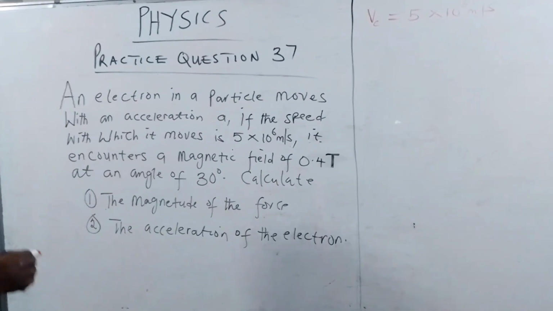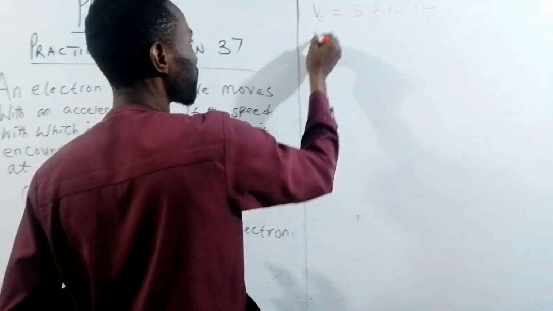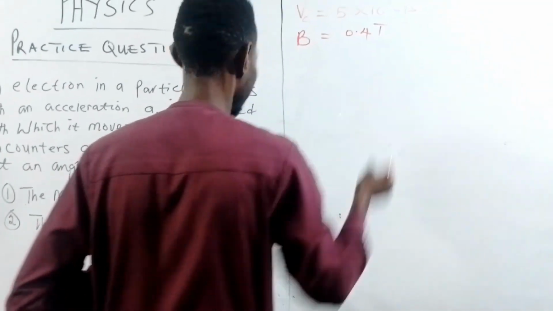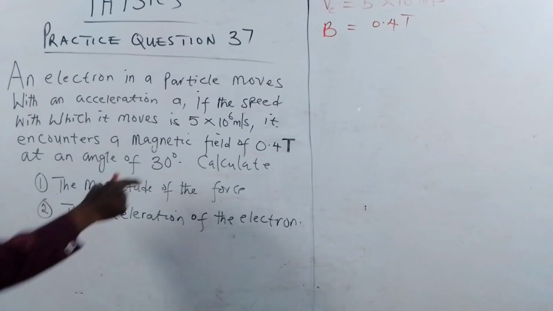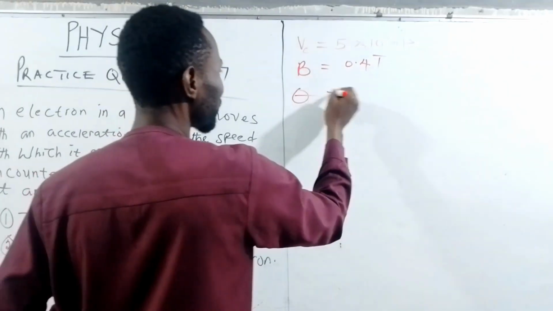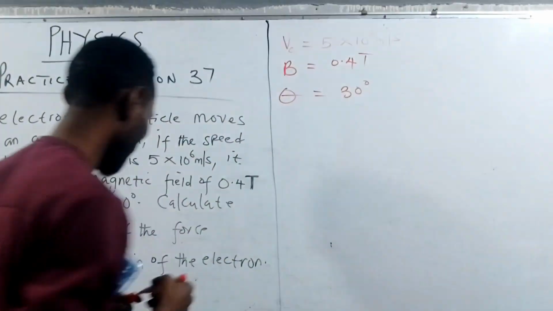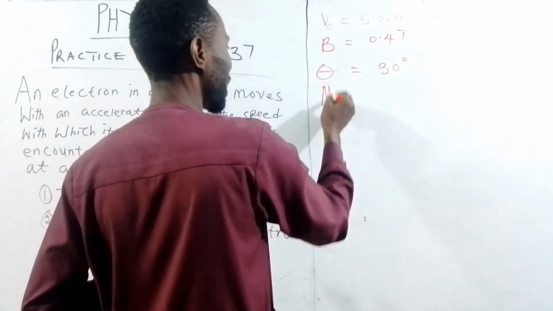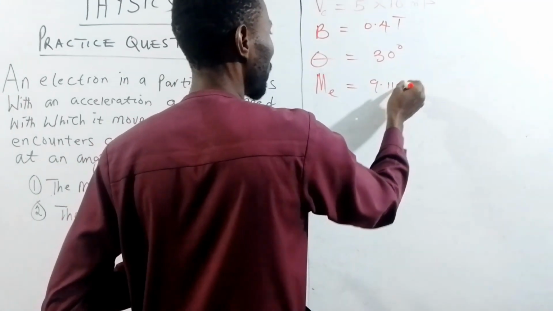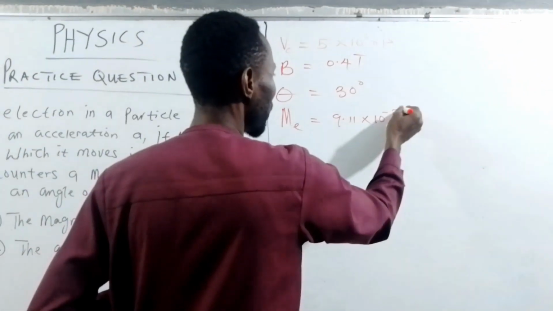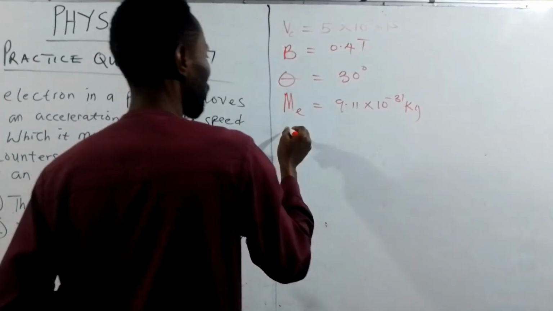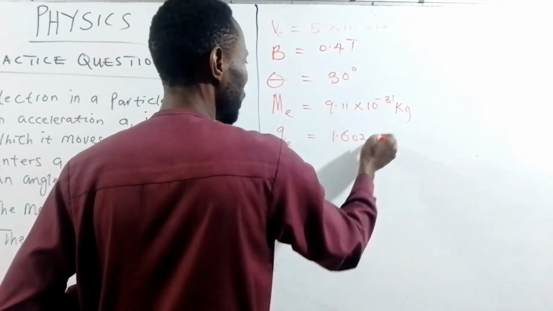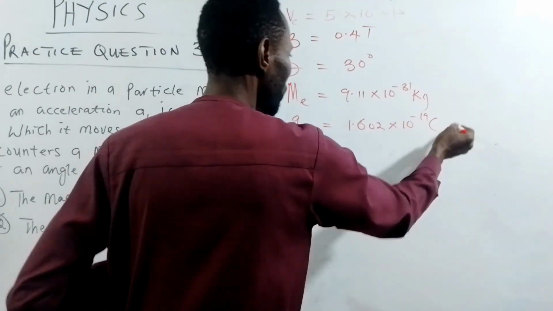Number two, we have the magnetic field strength. The magnetic field strength, B, is given to us as 0.4 teslas. We also have the angle. The angle theta is given to us as 30 degrees. And we know that the mass of the electron is approximately 9.11 times 10 raised to the power minus 31 kilogram, and the charge on the electron is 1.602 times 10 raised to the power minus 19 coulombs.